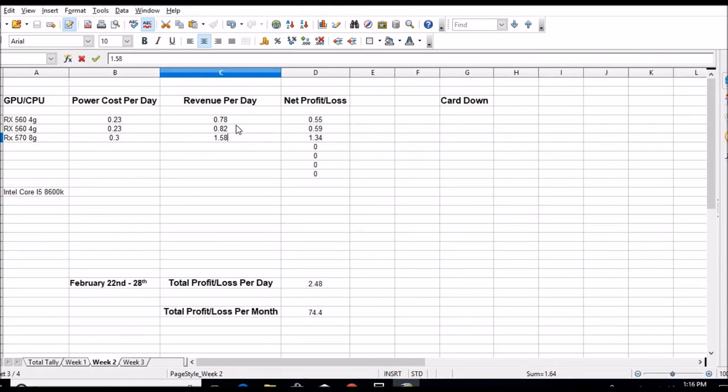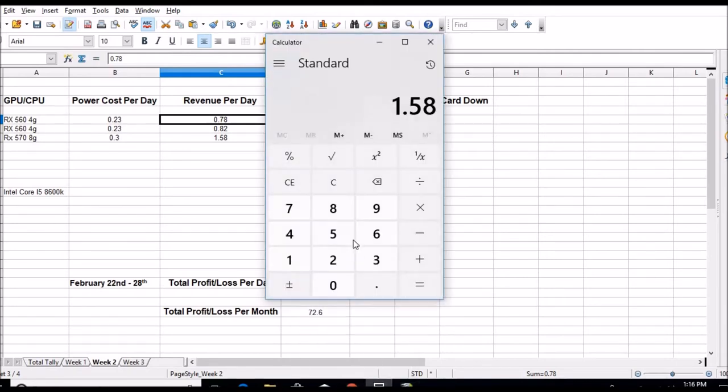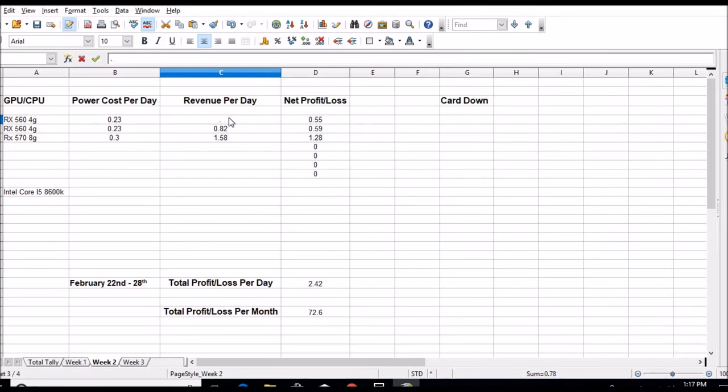1.58. And let's move over to here. So then we would divide that by 2 because that would be the remaining 560s. That would be 79 cents. So it's 0.79, enter, 0.79, enter. So this is saying $2.40 a day after electric costs, or $72 a month. That's all right, I guess. Can't complain about that.